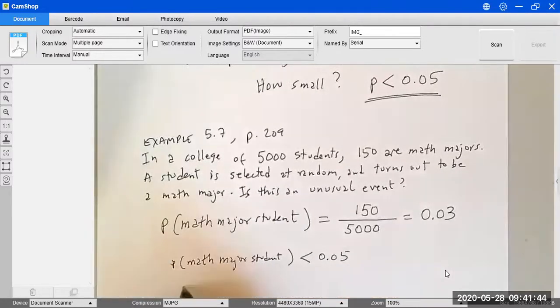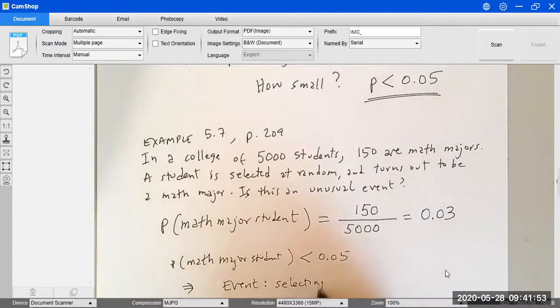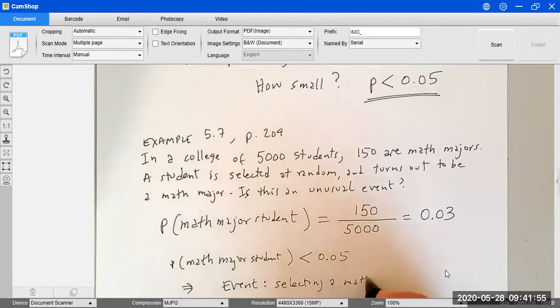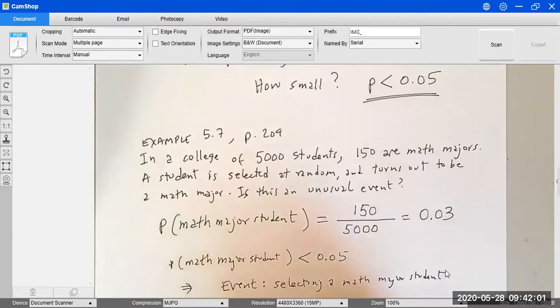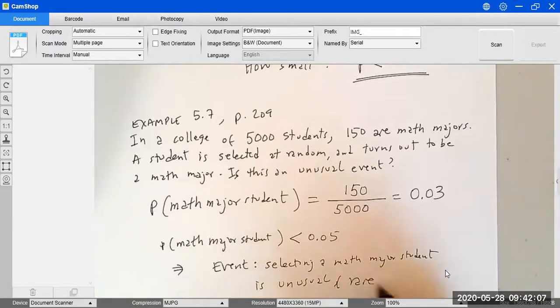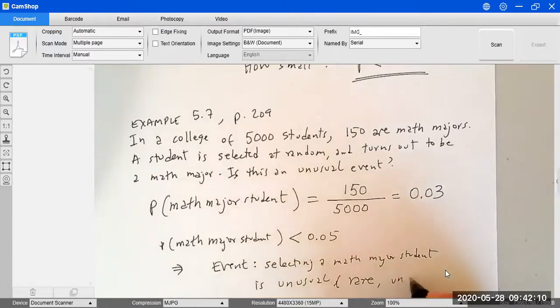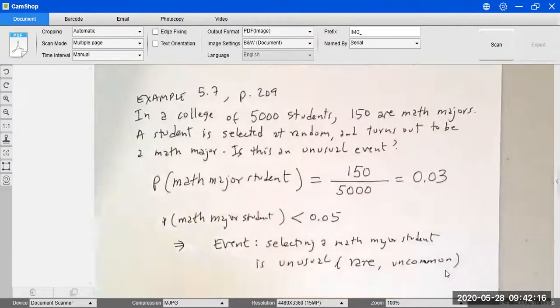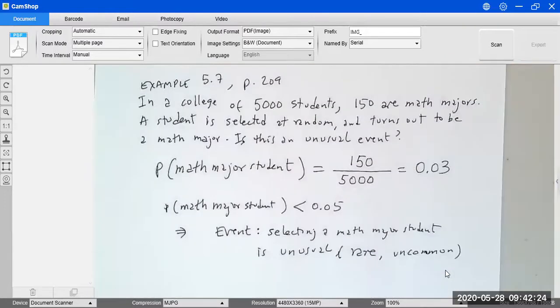So that means that the event of selecting or sampling a math major student is unusual. So it's a rare, uncommon event. So that's one of the criteria that we're going to be using later to make decisions when we start working on chapter 9.